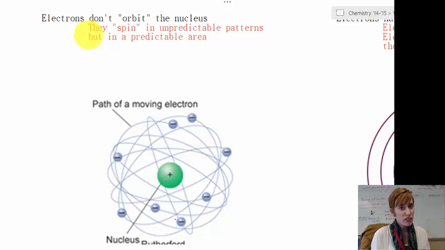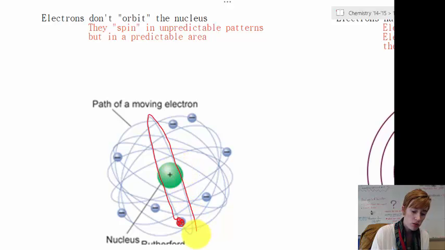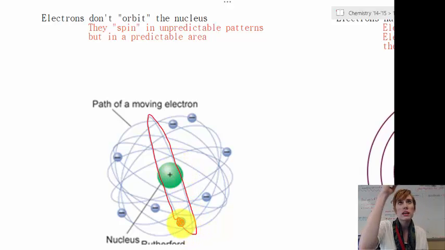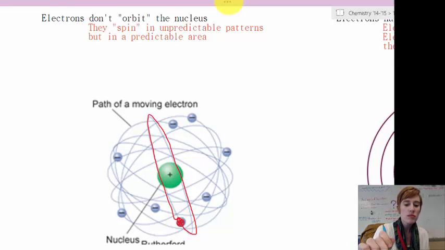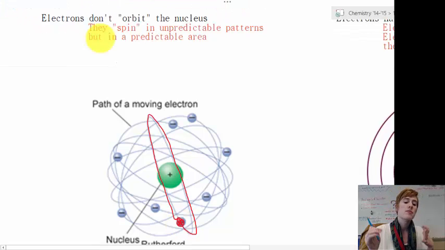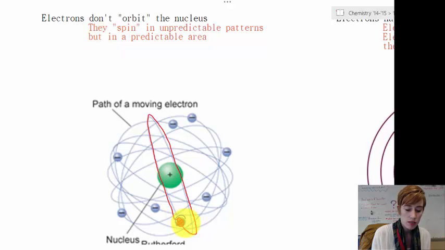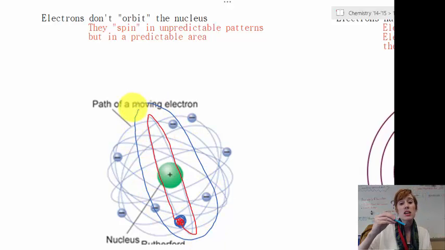One thing that you may have heard in previous science classes is that your electron exists on this little ring and it just travels around the ring in the nucleus, basically orbiting kind of like a planet around a sun. But that's not actually true. Electrons spin in unpredictable patterns, but they spin in a predictable area. So for example, I know that if this electron exists in this orbit, it is somewhere in this area, but it doesn't actually travel in a predictable way around the nucleus.